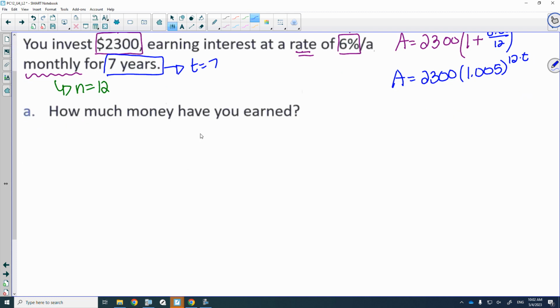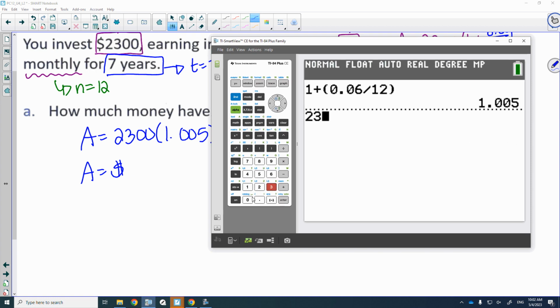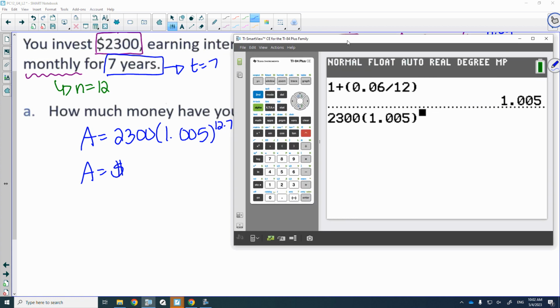Okay, so how much money would we have earned in 7 years? A is equal to 2,300, 1.005, to the 12 times 7 years. Amount earned is going to be 2,300 times 1.005 to the power of 12 times 7.